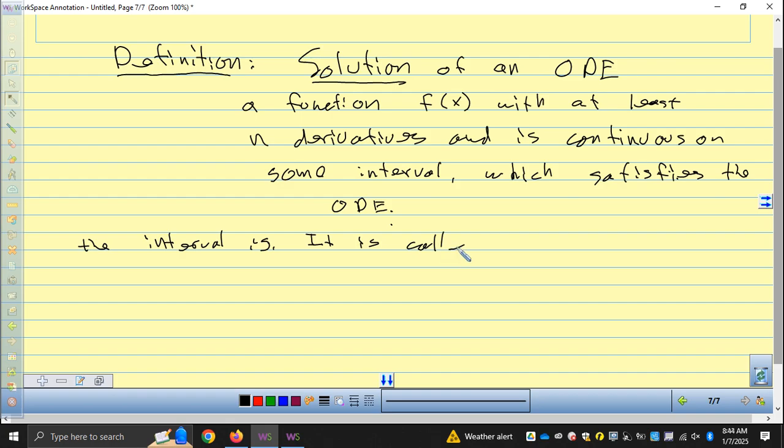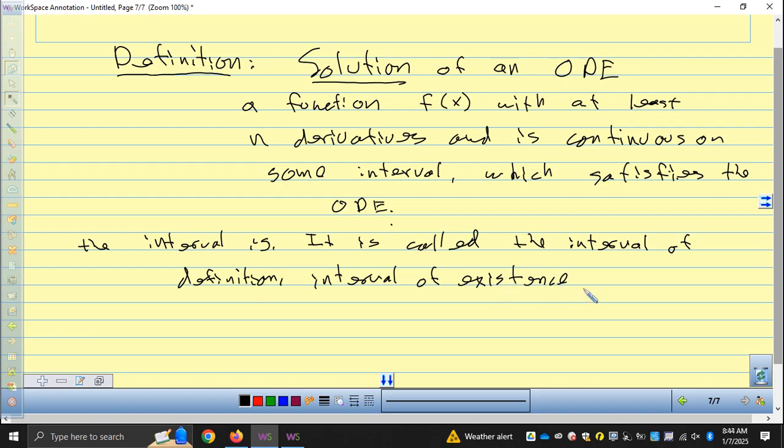It's called the interval of definition, the interval of existence, the interval of validity, or the domain of the solution.